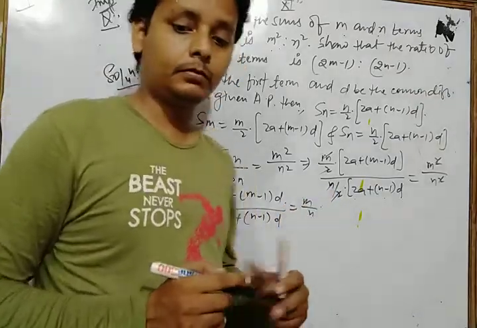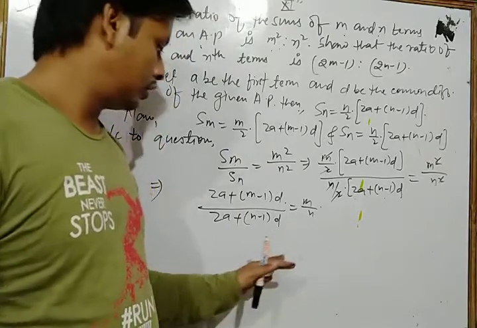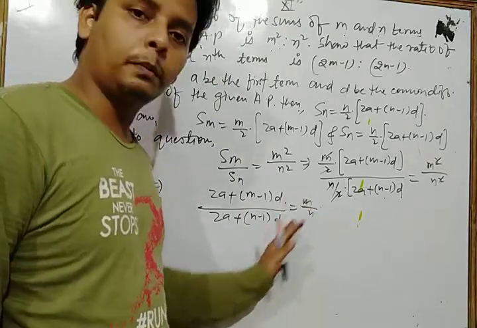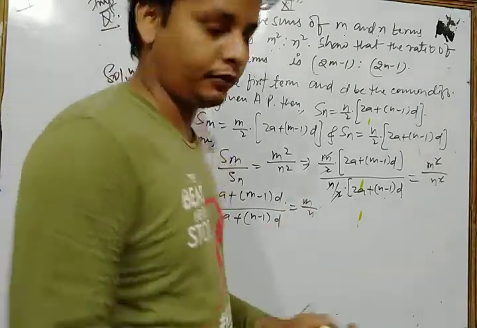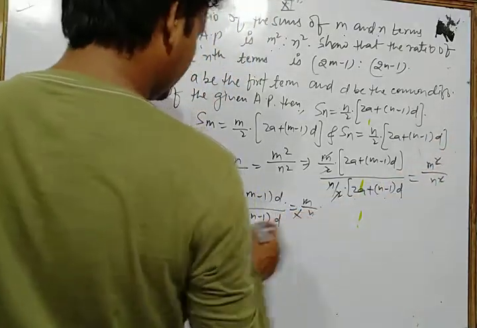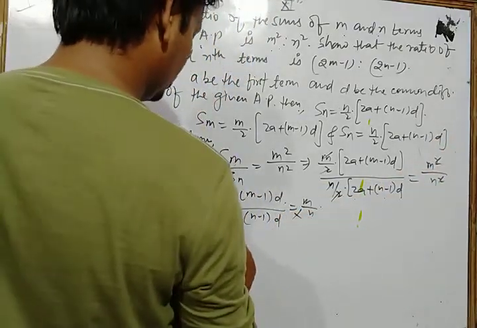Okay. Now what do we do? Now here we do cross multiplication. Let's see. If we do cross multiplication, then we have what?